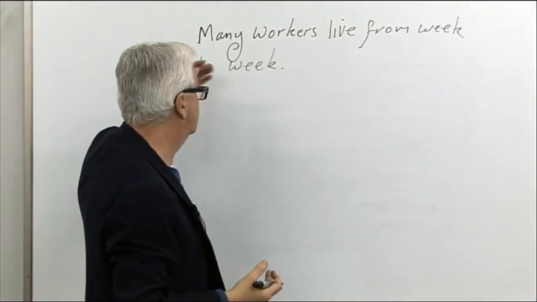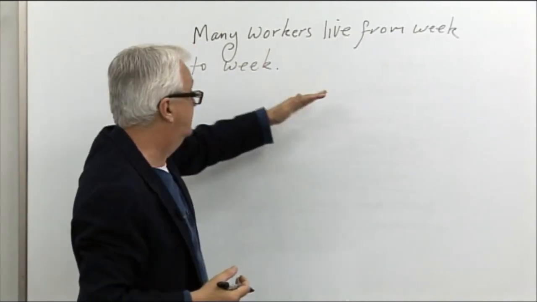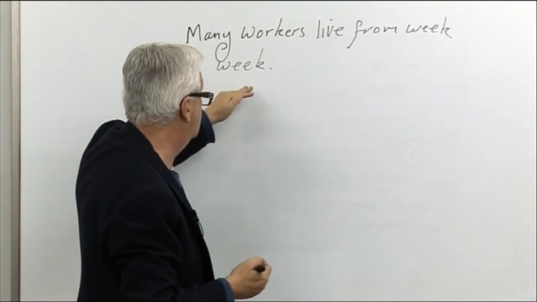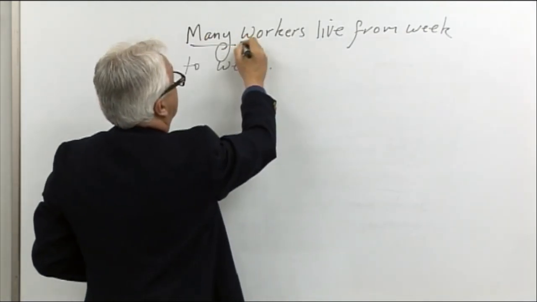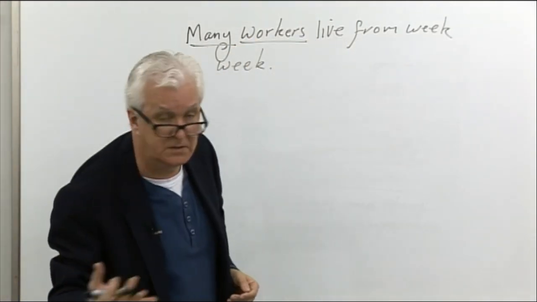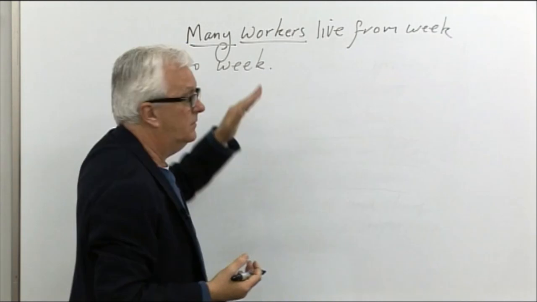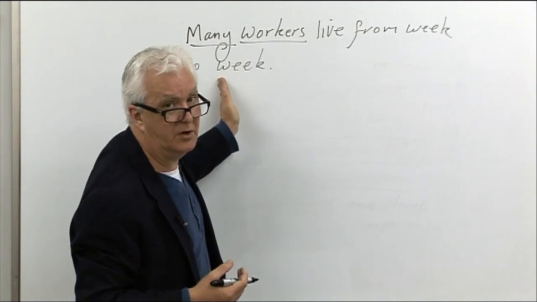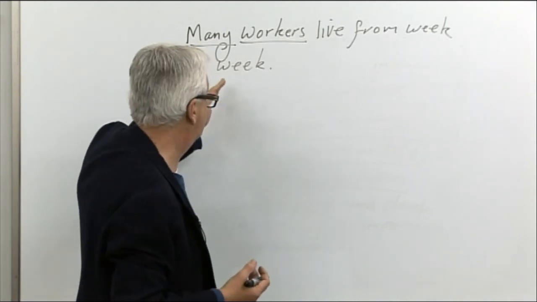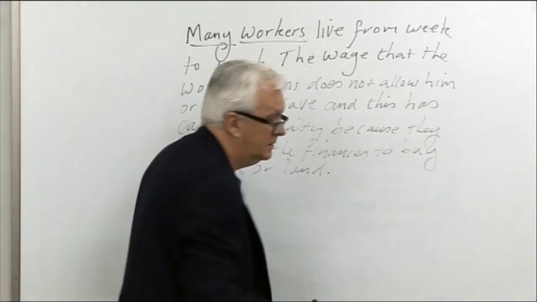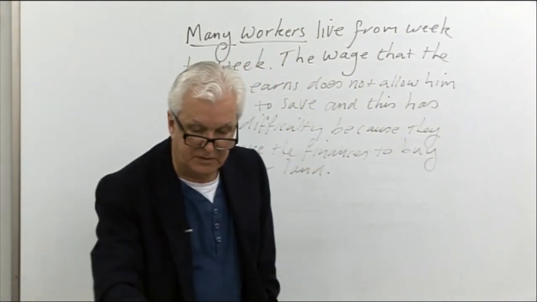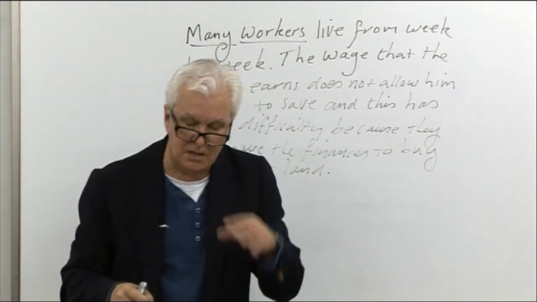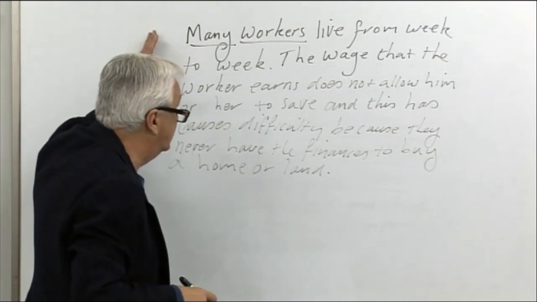Notice too that I don't say people live from week to week. Many workers live from week to week. So I've said many, I've said who I'm referring to, workers, live from week to week. Now, I'd have to explain that because that may seem a bit vague by itself. So many workers live from week to week. Now, there's an example of what I mean. So again, you look at the picture that we have in front of us and we say, okay, it's about saving. So many workers live from week to week.